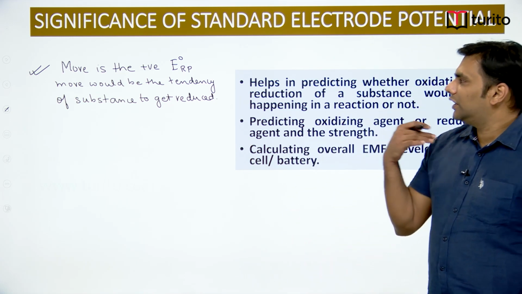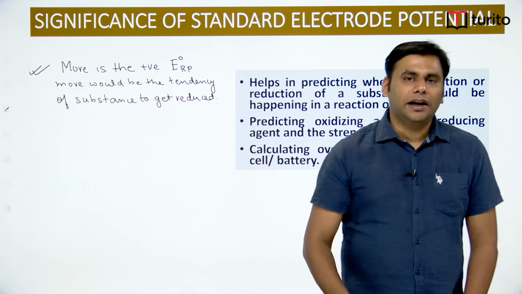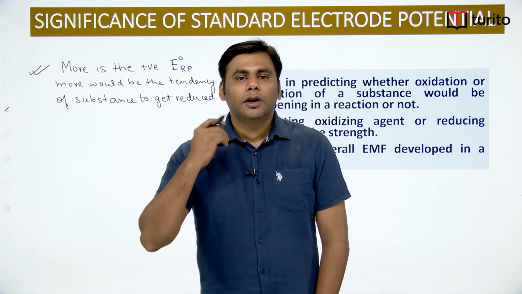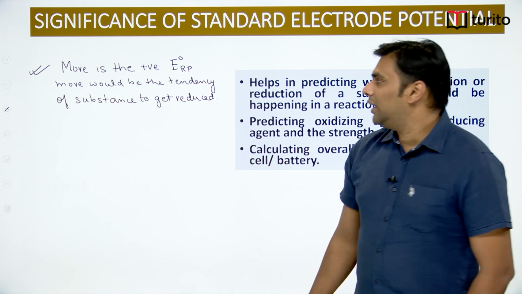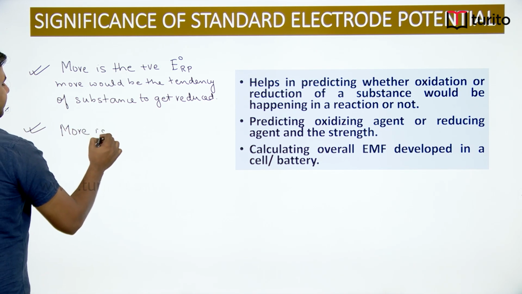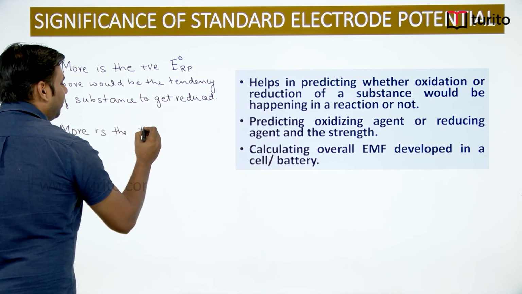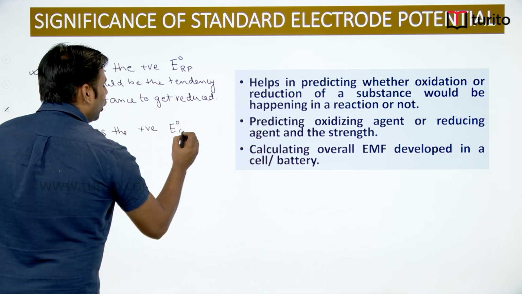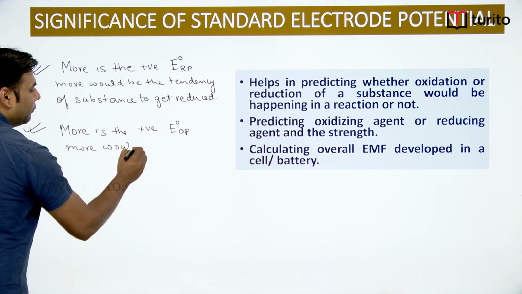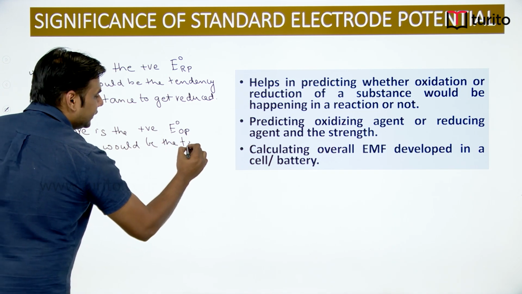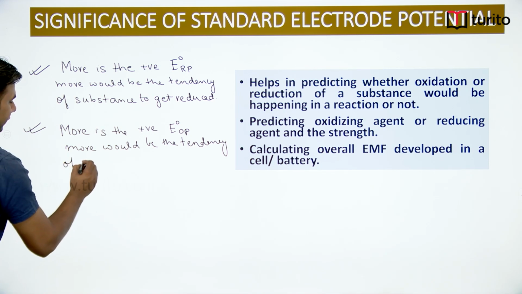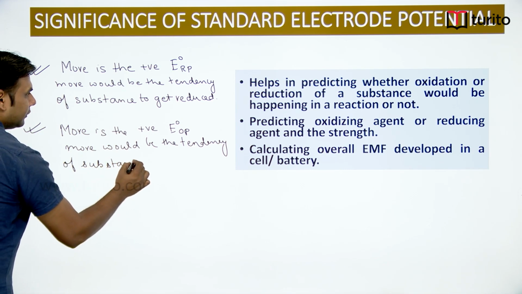If reduction potential is positive, it means that reduction is spontaneous. The more positive the value of reduction potential, the more is the tendency to get reduced. Similarly, we will say that the more positive the oxidation potential, the more would be the tendency of the substance to get oxidized.